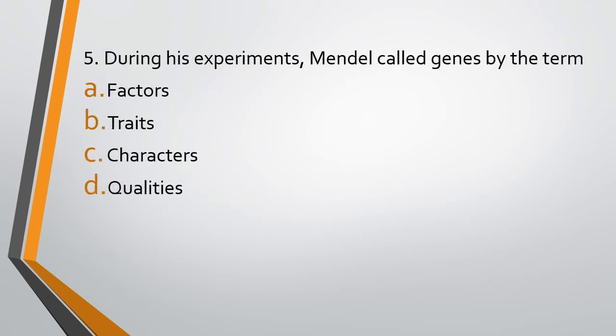During his experiment, Mendel called genes by the term option A, factors, option B, traits, option C, characters, or option D, qualities. What was the term that Mendel assigned to genes? The correct answer is option A, factors.